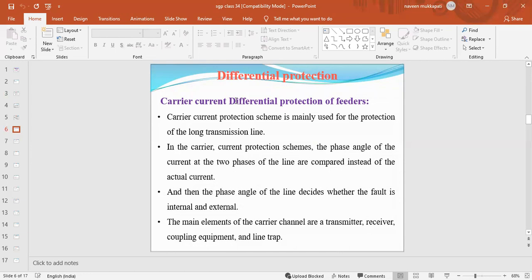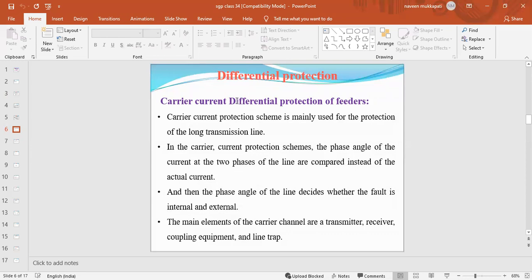For long feeder lines, the pilot wire type of differential protection is not economical. That's why we are designing the carrier current protection for long feeder lines. Normally feeder lines are very long, because the generating stations and substations are very far away from each other, so we require long feeder lines.